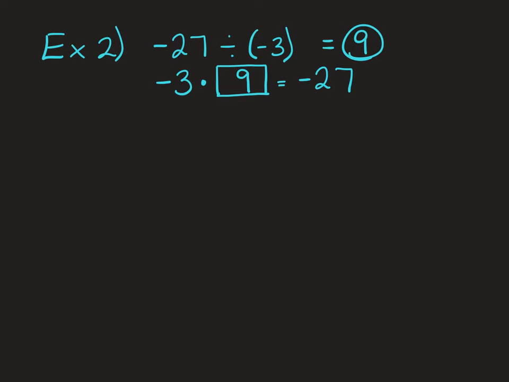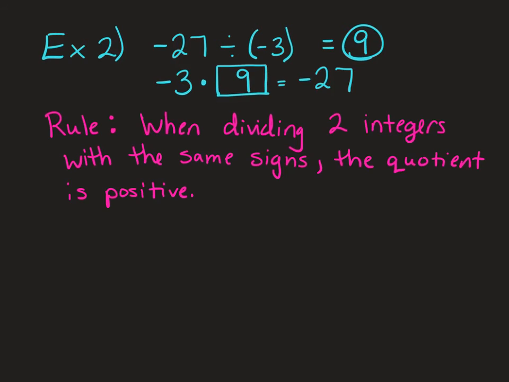So from this, I could write a rule. When dividing two integers with the same signs, the quotient is positive. So whether they're both negative or they're both positive, the answer will always be positive. And once again, this is like multiplying integers. You could use them in a rule together. You could say when multiplying or dividing two integers with the same signs, the answer will be positive.